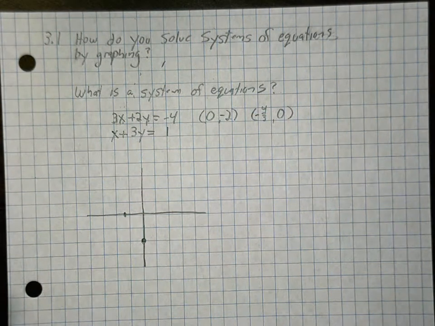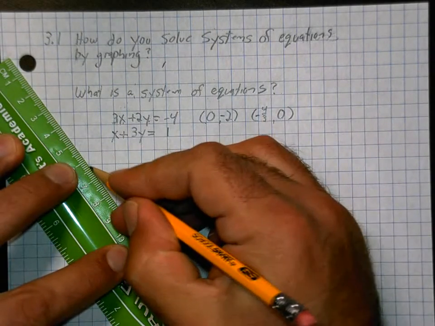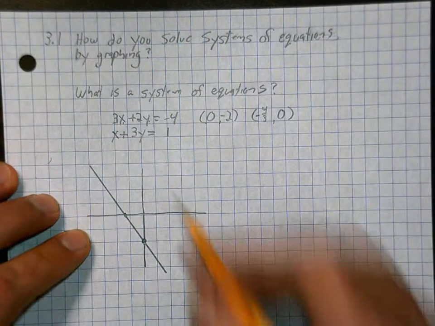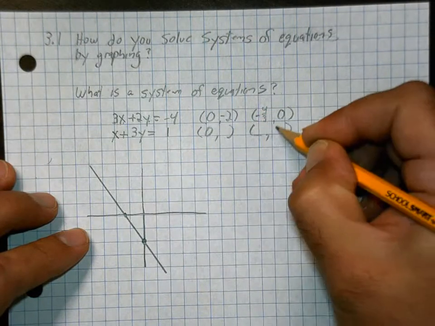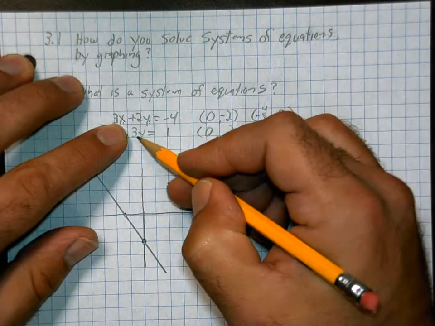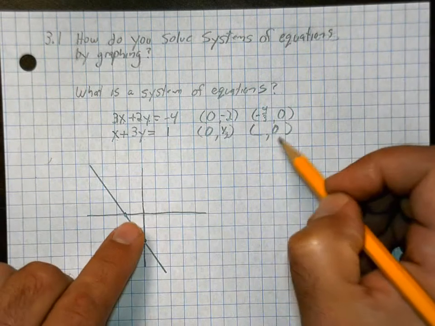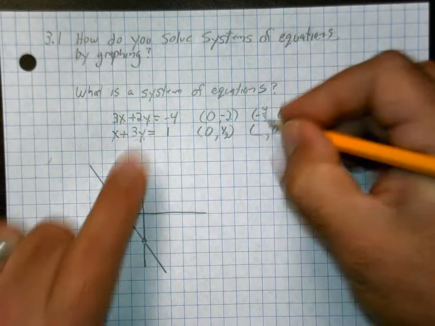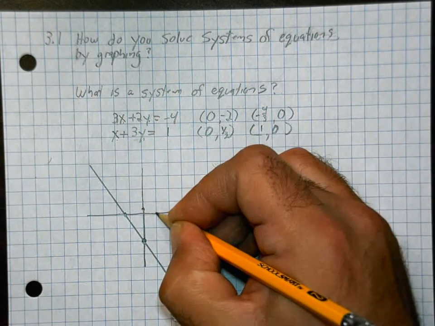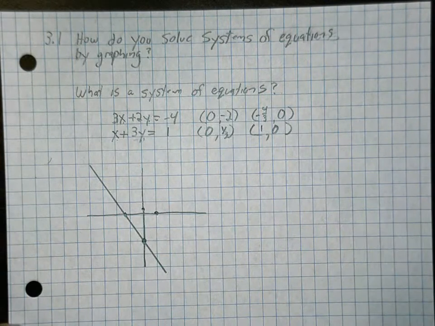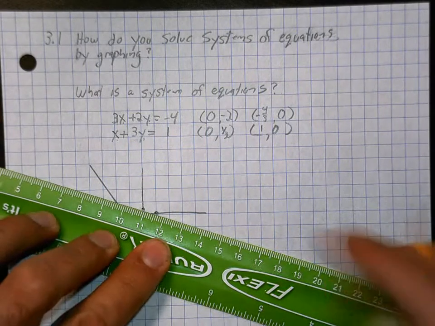Okay. Make sure you use a ruler in this section to be a little bit more accurate. All right. Second line. Plug in 0 for x. Divide both sides by 3, I get 1/3. Again, not an ideal value. Plug in 0 for y, x is going to be 1. So 0, 1/3 and 1, 0. Okay, those are our coordinates. So if I connect those.